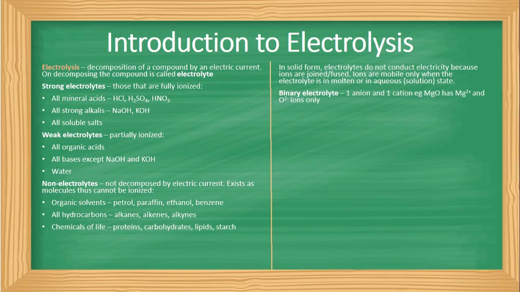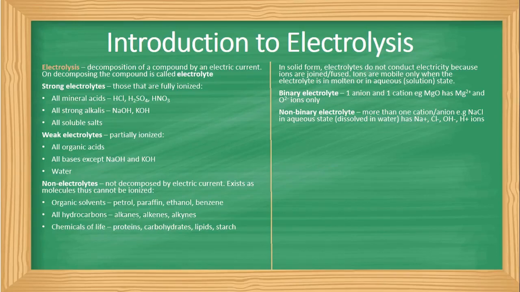So we define what is a binary electrolyte. This is an electrolyte that is composed of one type of anion and one type of cation, e.g. magnesium oxide, which has magnesium ions that are cations, and oxygen ions, which are anions. Non-binary electrolytes are those that have more than one type of cation and or anion.